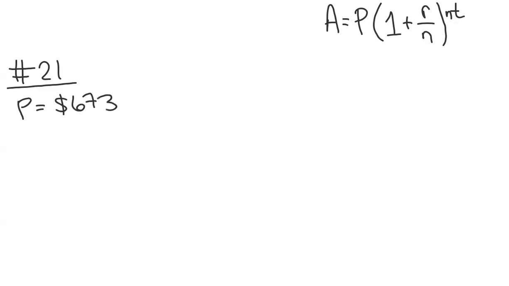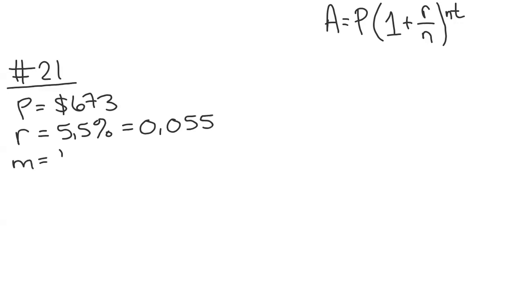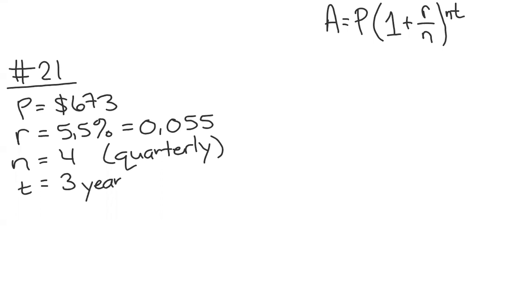Here they give us that we've borrowed $673 at a rate of 5.5%, in decimal form 0.055. Compounded quarterly. Quarterly means, sorry, your book uses an N. So N equals 4 because we're compounding quarterly. That's 4 times per year, quarterly. And for a quantity of 3 years, right? T is in terms of years.